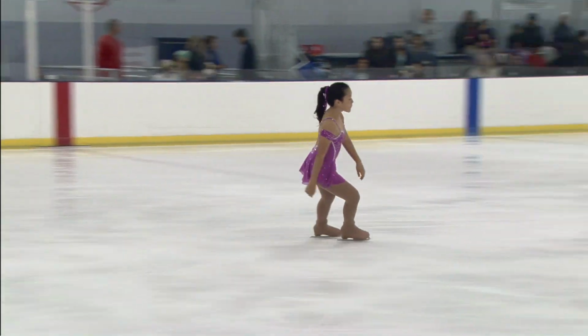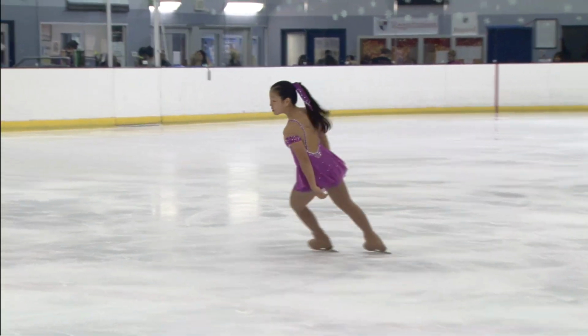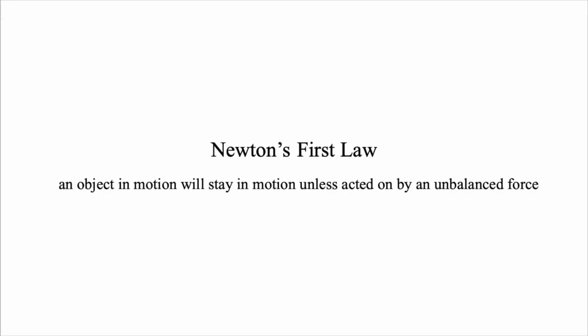Gliding on the ice is possible because there is little friction between the ice and the blades. So gliding is enabled by Newton's first law of motion, which states that an object in motion will stay in motion unless acted upon by an unbalanced force.